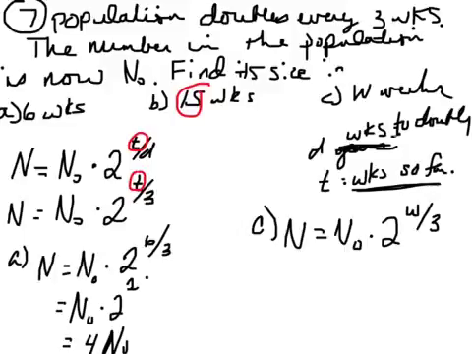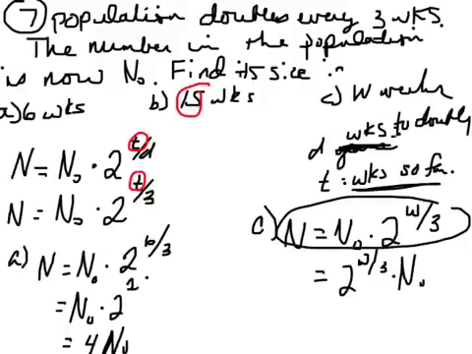The book answer key writes it like this, with the N naught multiplied on the N. I don't know why they do that, because most of the time you'd always put your original number out front. It's not a big deal. It's the same thing either way.